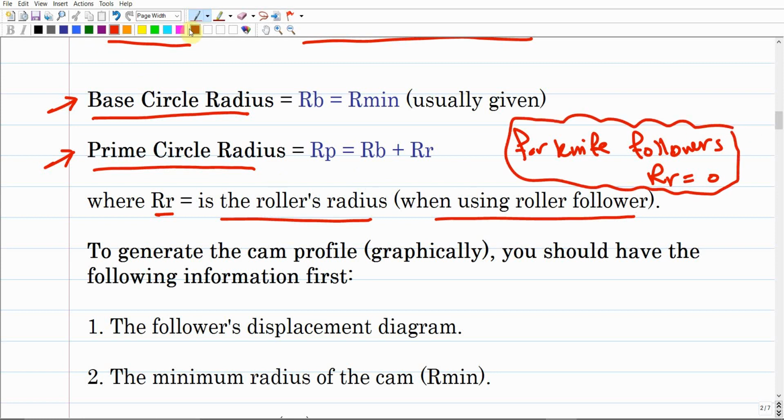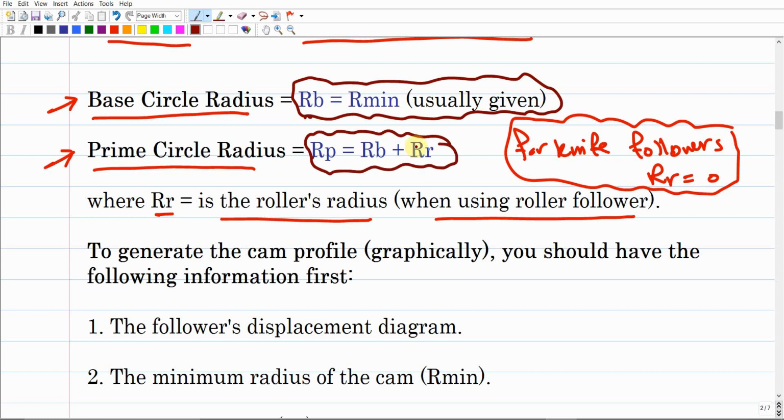So the base circle, which should be the minimum radius of the cam profile, in many cases will be given to us. You are required to come up with the suitable design or profile of the cam with a specific base circle, or a specific minimum radius, for a given displacement profile. So this R minimum will be given. This R minimum directly is going to be the radius of the base circle. We're going to need this value for some of the calculations during the generation of the cam profile.